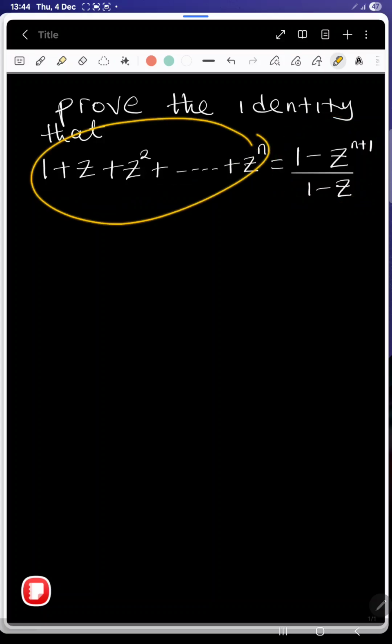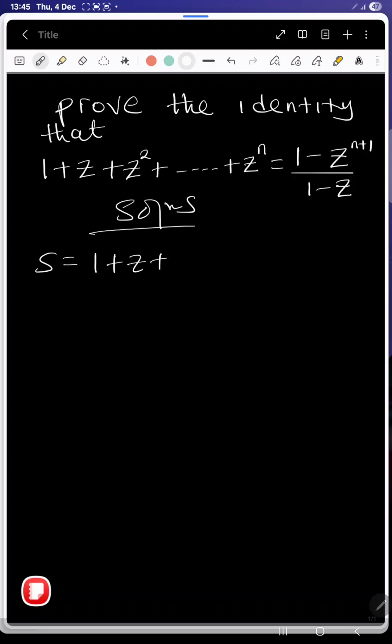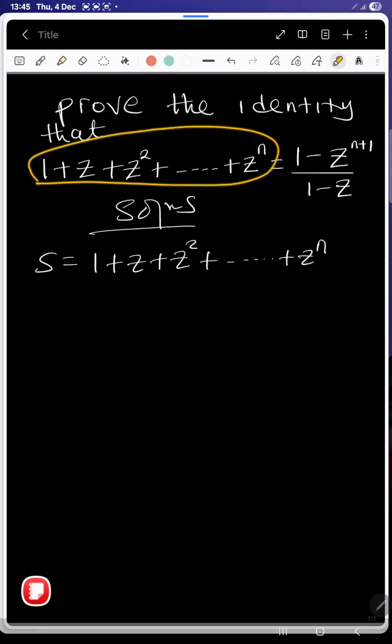So how can we prove that this is equal to this? To prove that this is equal to this, you've seen that here we have 1 minus z to the power n plus 1, and then down here we have 1 minus z. So what we are going to do is, we are going to start by making some assumptions. The first one, we are going to say, let s be equal to 1 plus z plus z squared plus dash dash dash plus z to the power n. So what I've done is that I've just let s be what is given here from the left hand side.